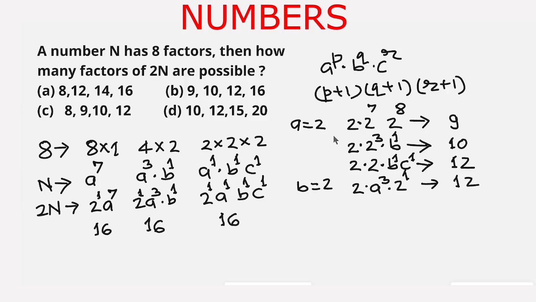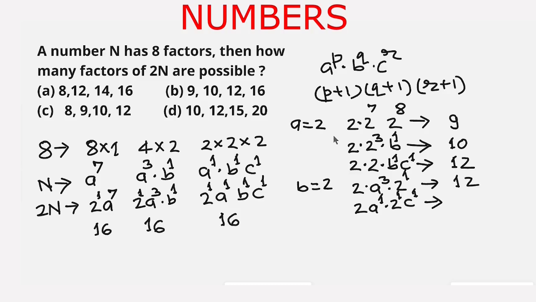Or when b equal to 2, then we can have 2 a to the power 1, b to the power 1 and c to the power 1. Here in place of b I am writing 2 because b equal to 2. Then number of factors will be a to the power 1 and in place of b it is 2. So 2 to the power 2 and c to the power 1. So it will become a to the power 1, b to the power 2 and c to the power 1.